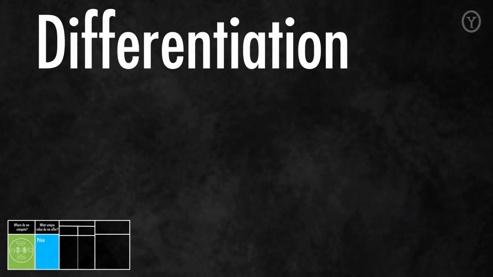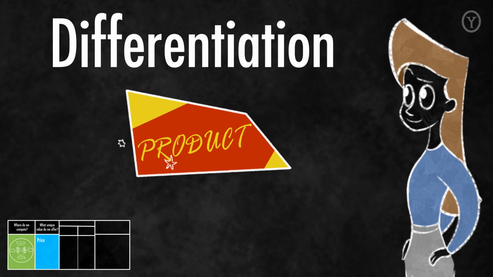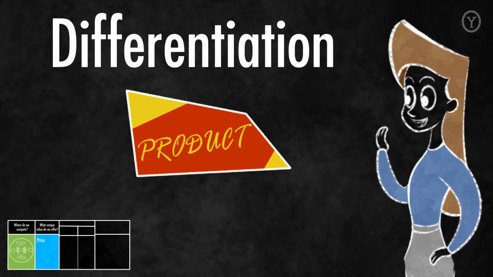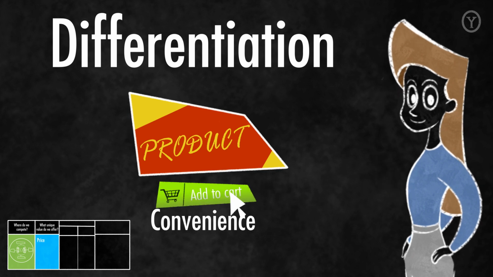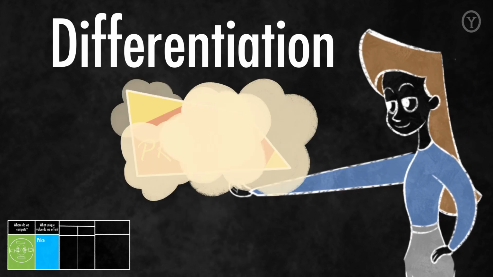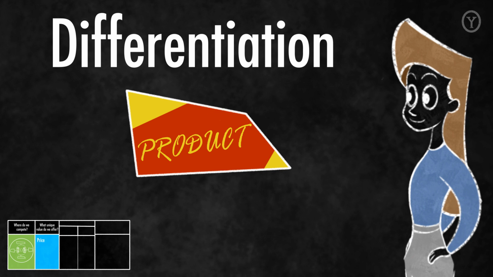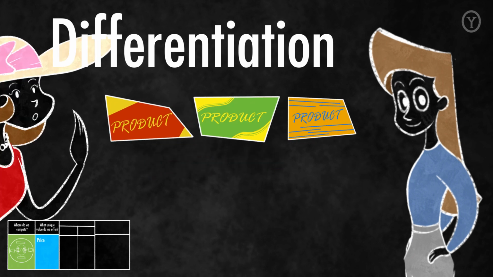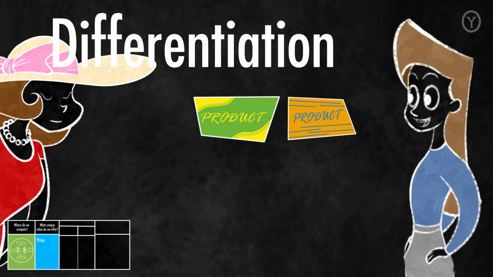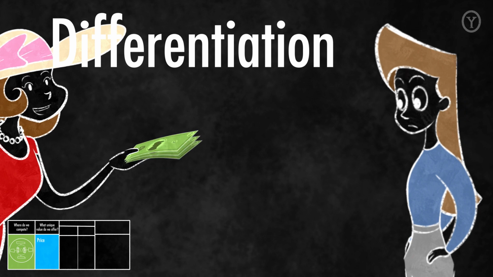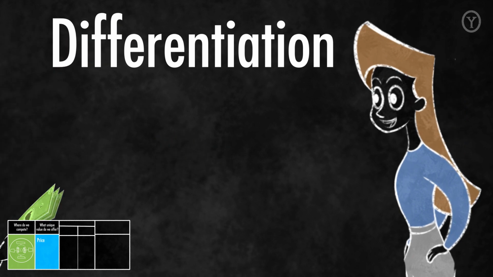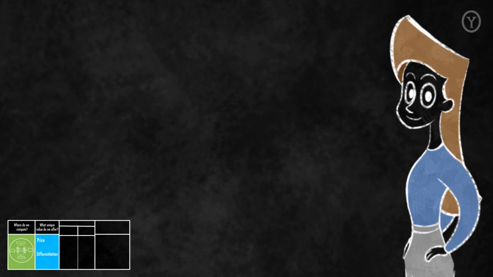Second is the idea of differentiation. Your product or service may be more attractive than other products or services due to unique product features, product quality, convenience, brand image, or your ability to customize a solution. For some reason, your product or service meets the needs of your customers better than other products or services. In many cases, your customers are willing to pay more for your product or service because it does a better job of meeting their needs.